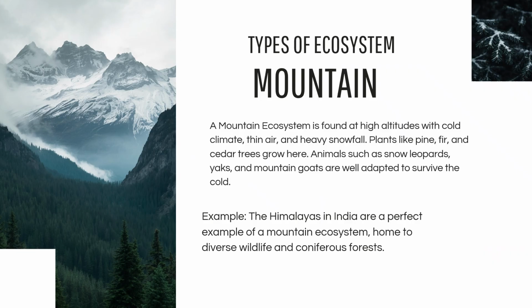Now let's move further. Types of ecosystem also contain mountain. As you can see, the Himalayas present in India, Mount Everest, the Kanchenjunga, those are a part of a mountain ecosystem, and mostly it comes under tundra ecosystem. It's a subcategory of ecosystem. So a mountain ecosystem is found at high altitudes. High altitudes means at very high points with cold climate, thin air, and heavy snowfall. So when we say thin air, we will find it very difficult to breathe in these areas.